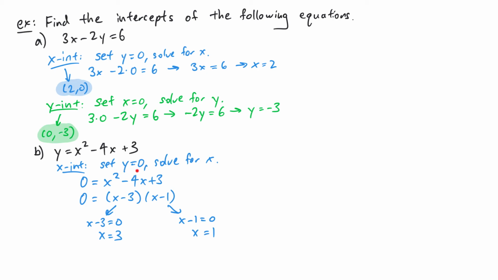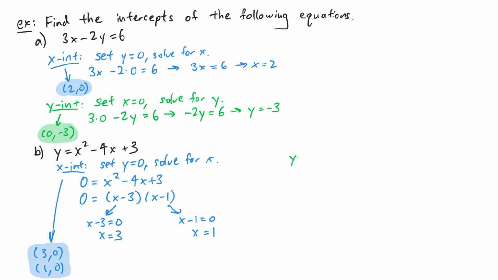So here, when y is equal to 0, there are two possible x values, which tells us that there are two possible x-intercepts. One is if x is equal to 3, and the other is if x is equal to 1. So we would say here that our x-intercepts are 3, 0 and 1, 0.